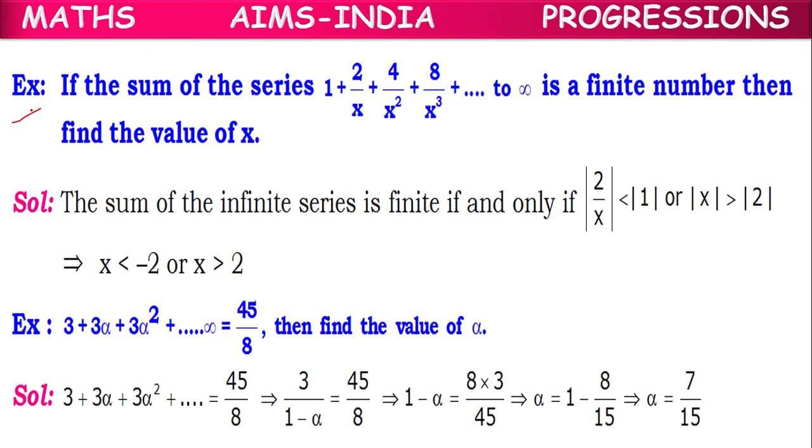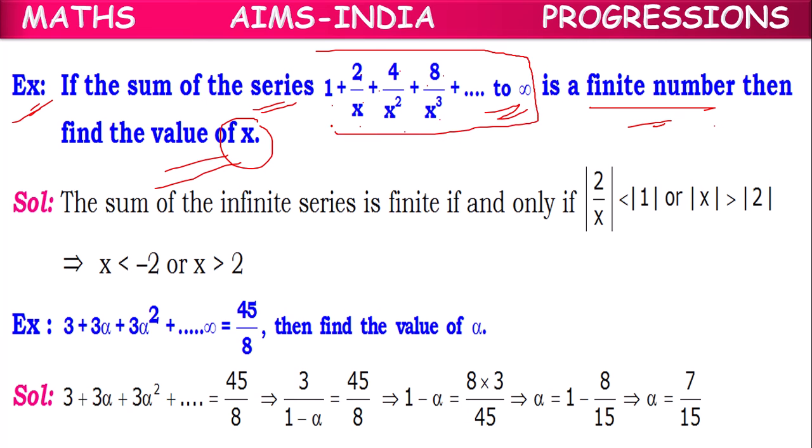Next example. If the sum of the series 1 plus 2 by x plus 4 by x square plus 8 by x cube up to infinity is a finite number, then find the value of x. So they have given a series, and the sum of this series up to infinity is a finite number. Then what is the value of x? The x value we have to find.